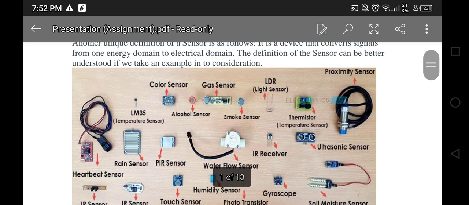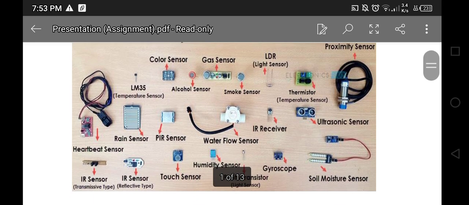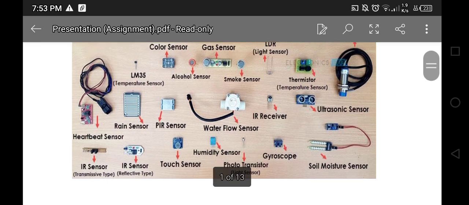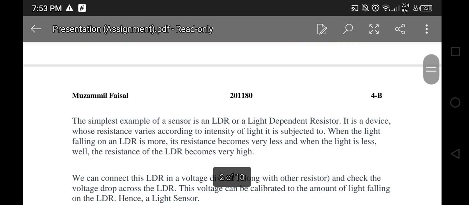The definition of the sensor can be better understood if we take an example into consideration. In this figure you can see different types of sensors ranging from color sensor, gas sensor, LDR, the most common one, light sensor resistor sensor, proximity sensor, ultrasonic sensor, infrared receiver, water flow sensor, humidity sensor, touch sensor, and many more.